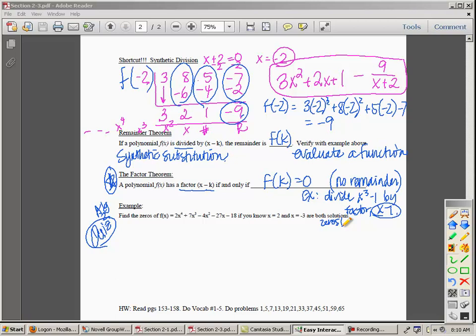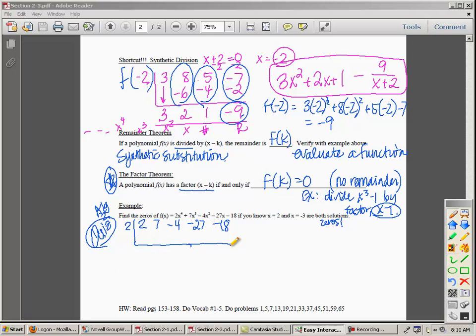I'm going to go in order, and I'm going to do 2, and I'm going to synthetic divide. So 2x to the 4th, I don't need the x, 7x cubed, negative 4x squared, negative 27x, and a negative 18, and I'll extend my line. And what we're going to do is some synthetic division.